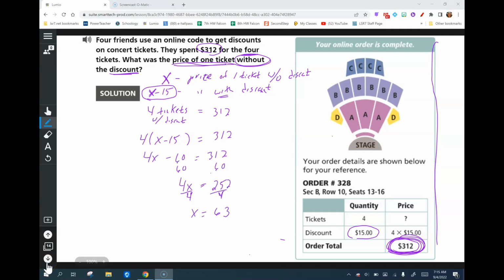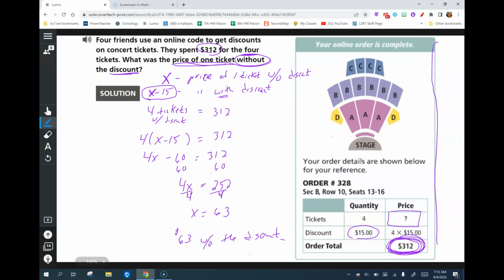So what they wanted to know, what was the price before the discount? What was the price had I paid full price? What would the price have been for each ticket? So it would have been $63 without the discount. So they saved money for 4 people in order to do that.